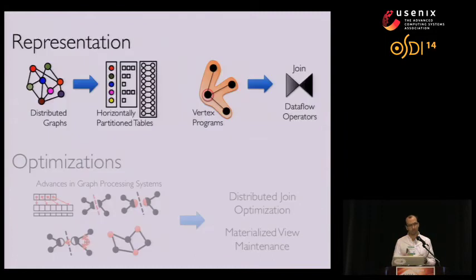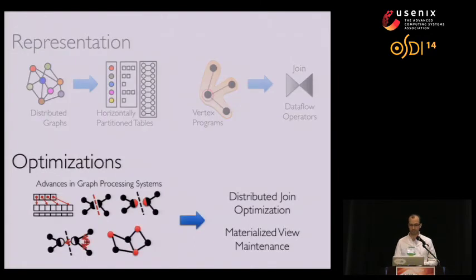So I've talked a bit about how we represent graphs and how we represent graph computation. Now I want to talk about the optimizations we introduced to enable something like Spark, a general purpose distributed dataflow framework, to achieve performance parity with these specialized systems. So let's talk about the optimizations.